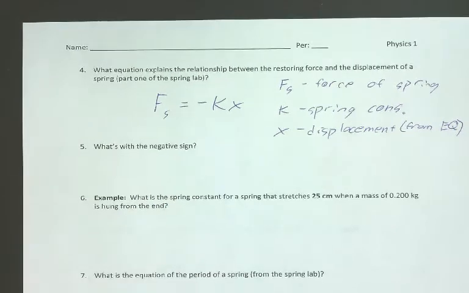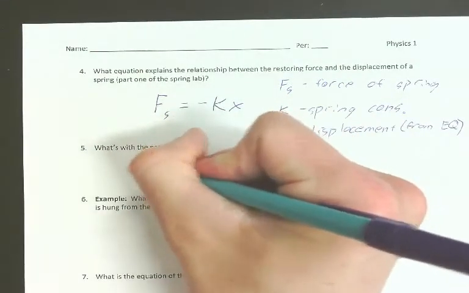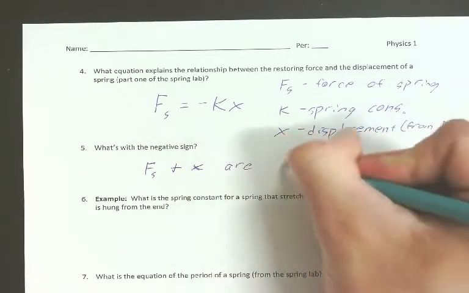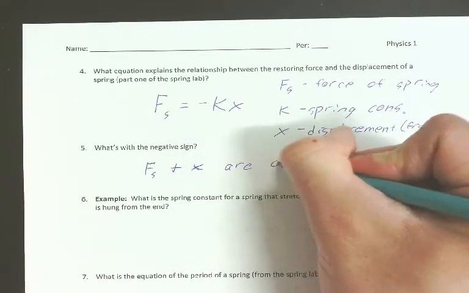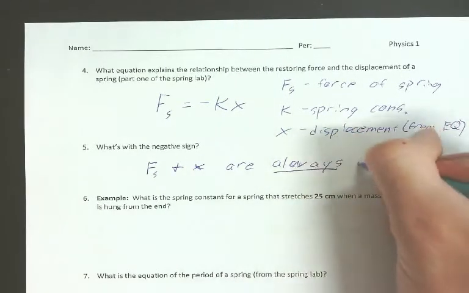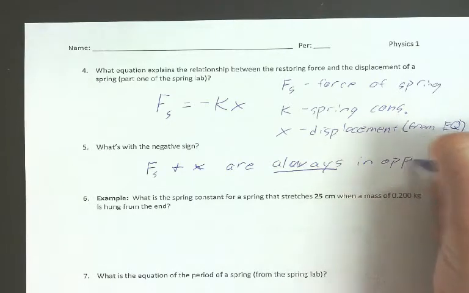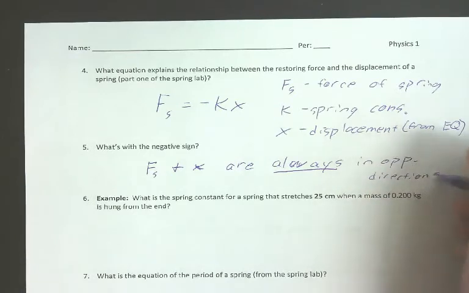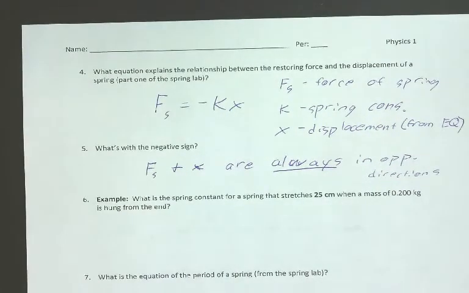So what's with the negative sign? We've talked about this before also, but it's worth reiterating, and that is that Fs and X are always in opposite directions. Always, always. So be really careful on problems. Either F or X has to be negative every time you solve this.